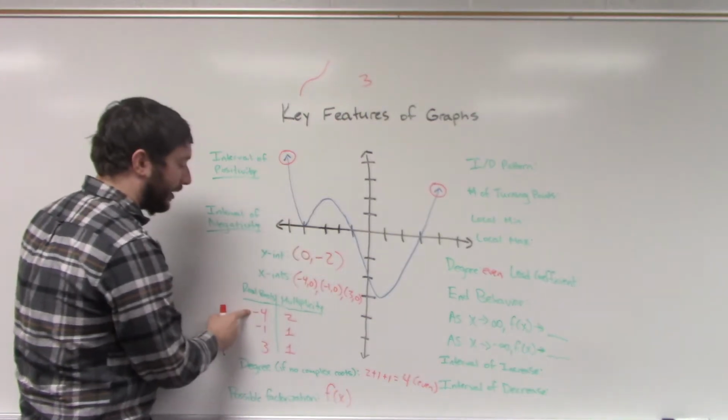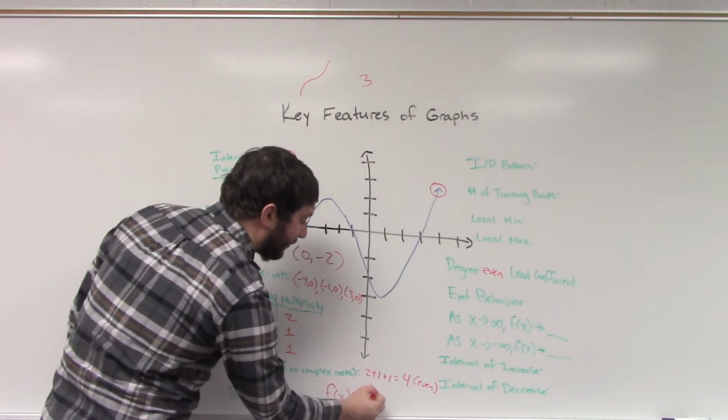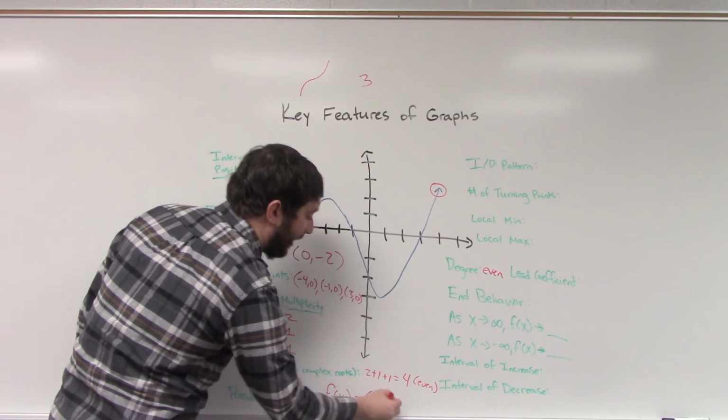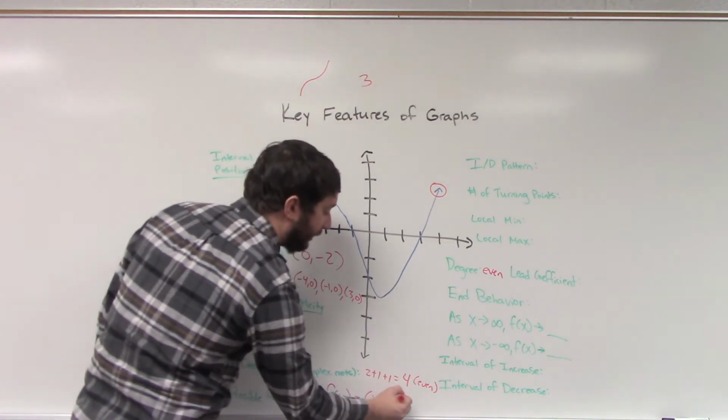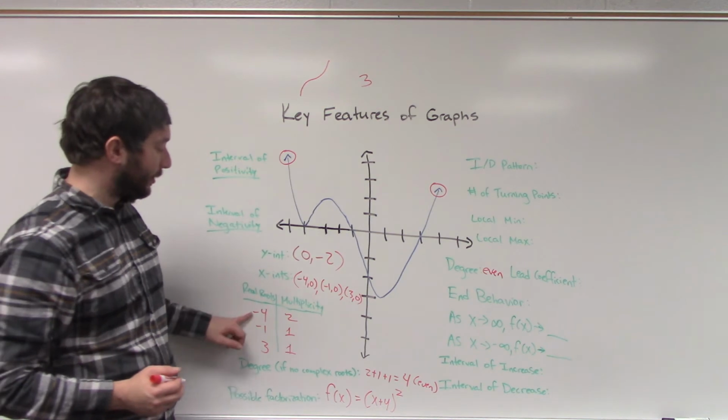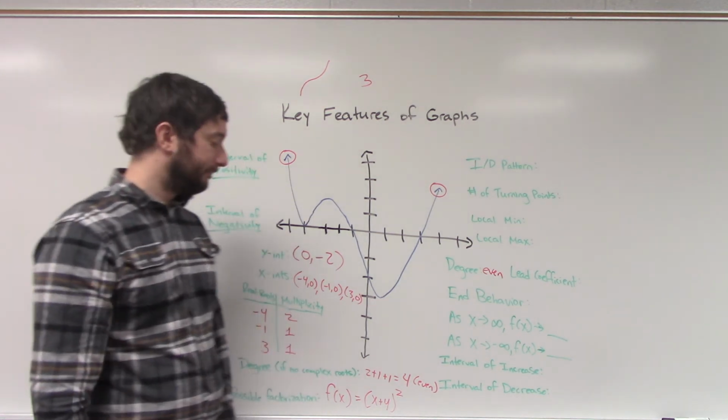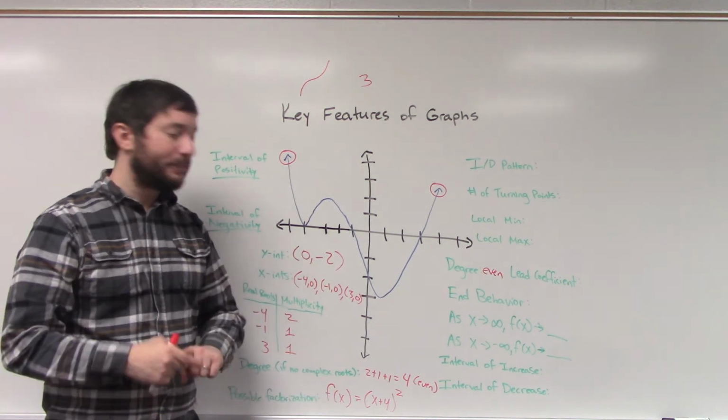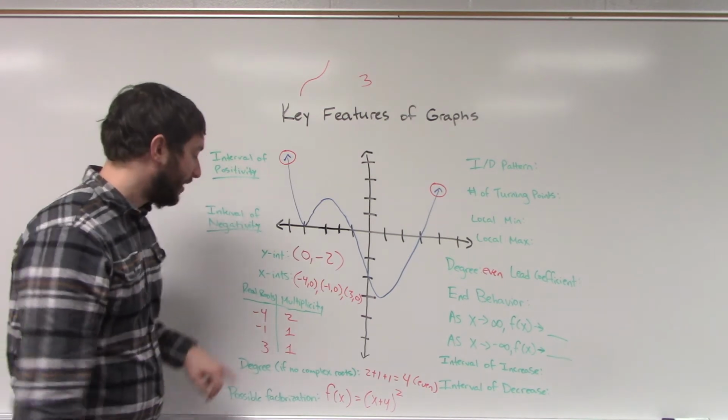Where did -4 come from? A parentheses with the opposite sign and an exponent here of 2. -4 is a solution twice. Okay, so 2 parentheses, x plus 4 times x plus 4.